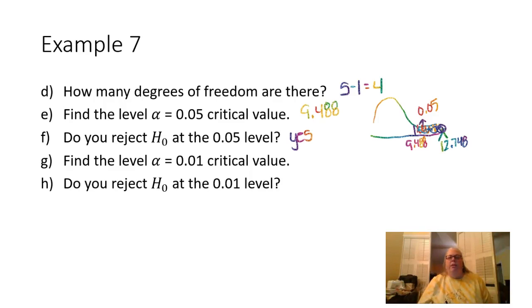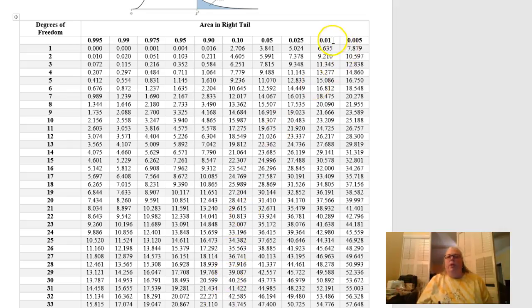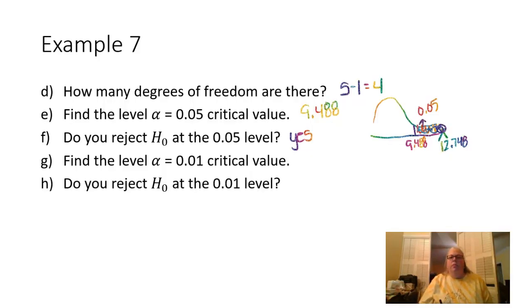All right, letter G here, find the level alpha equals 0.01 critical value. So we're still going to be on line 4 for the degrees of freedom. Now we're going to look under the column 0.01. Let's pull up table A4. Here we go, 0.01, 1, 2, 3, 4. This is going to give me 13.277. So our critical value, 13.277. And for part H, we want to know if we reject the null hypothesis at the 0.01 level.